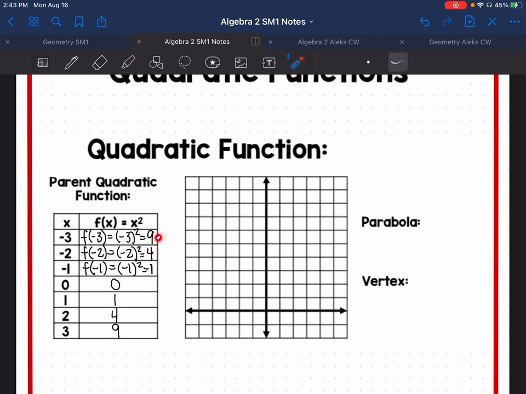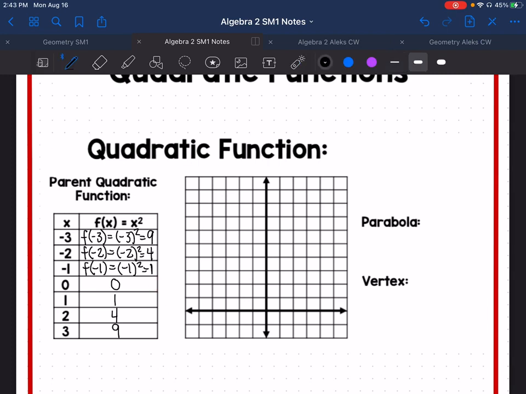Notice that there is a repeat. There's a pattern. Both of my 3's, both positive and negative, turned out to be 9. Both of my 2's, positive and negative, turned out to be 4 when I squared them. And both of my 1's, positive and negative, turned out to be 1 when I squared it. The only one that doesn't have a partner is 0, and that's because this is where my vertex will lie.